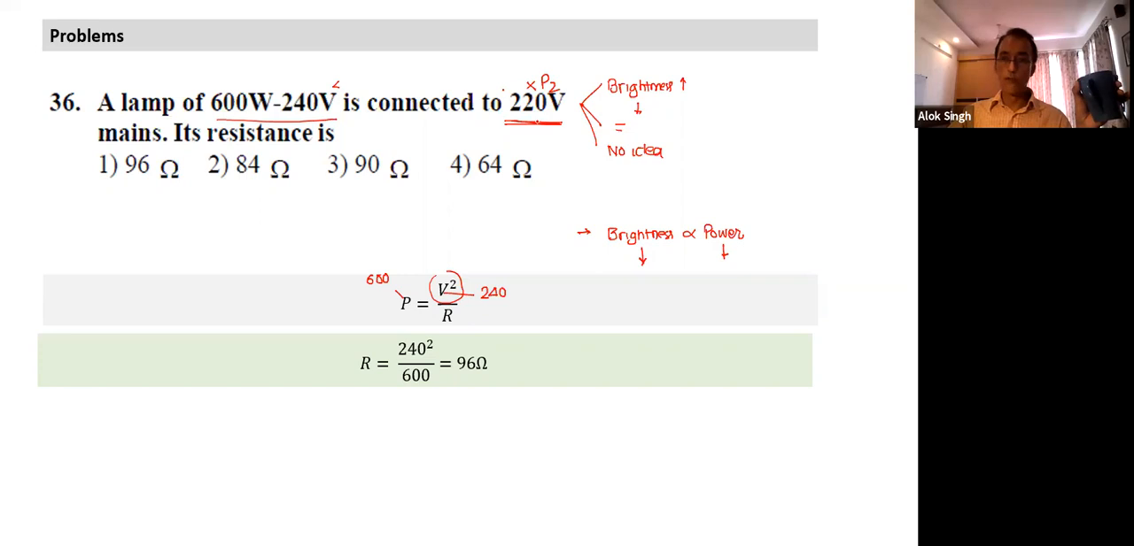And why would the power consumption decrease? Because when I change the voltage, the voltage is changing but the resistance is not. So which formula will I use? I'll use power equals V square by R. When voltage becomes half, power becomes one-fourth.